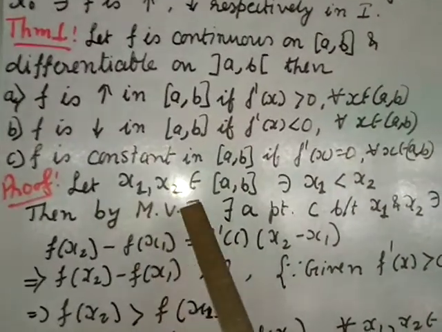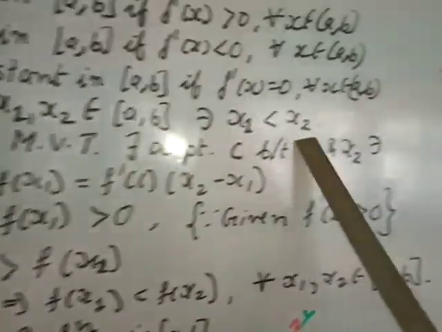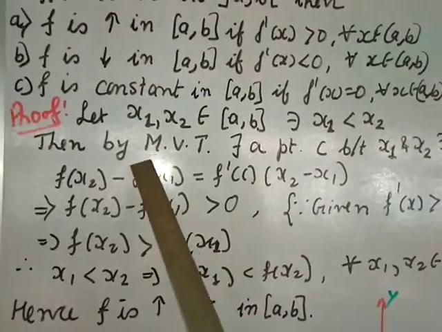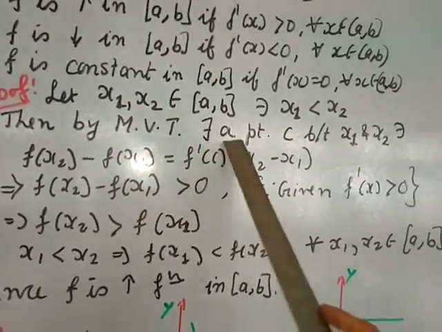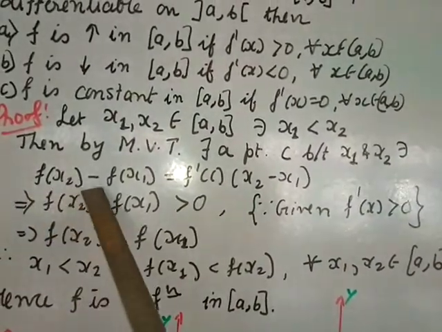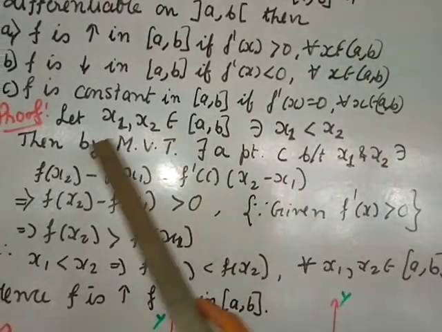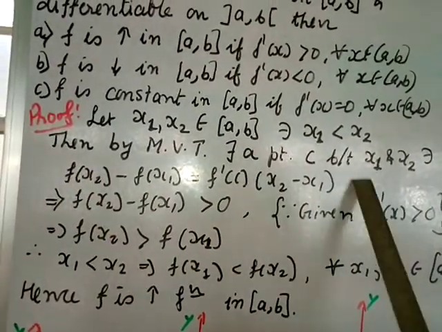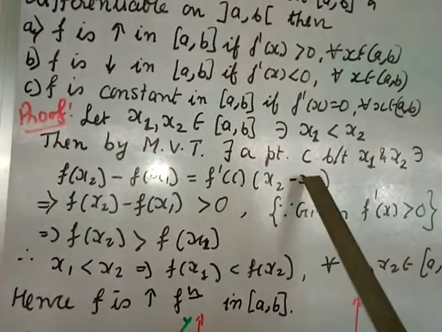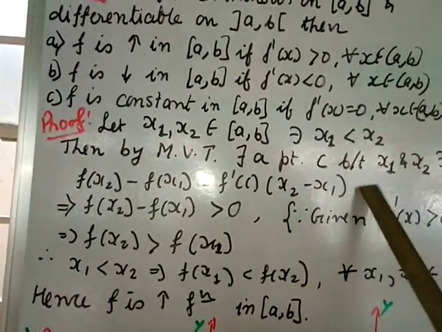Let x1, x2 belong to closed interval AB such that x1 is less than x2. Because I have to prove this, I will take x1 less than x2 first. Then by the mean value theorem, there exists a point c between x1 and x2 such that f of x2 minus f of x1 is equal to f dash c times x2 minus x1. This we have done in the last chapter, chapter 5, the mean value theorem, in which there was a c which satisfies this condition. So we are using that part first.